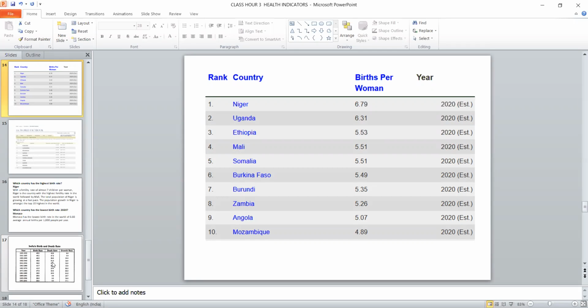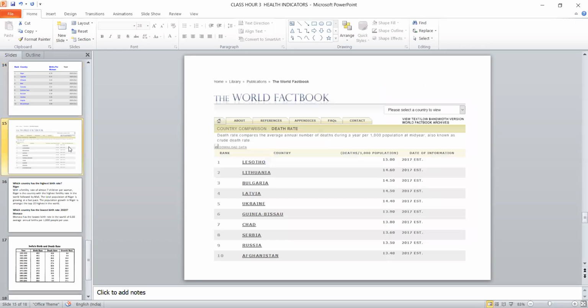And the next one is Uganda. It is 6.3. Then Ethiopia, Mali, Somalia, Faso, Zambia, Angola. So these are the rates. These are the top 10 countries which have the highest birth rate in the world. But their population is very minimal, and they are purposely increasing the population in order to get power, because there is poverty and the more the number, the more strength they feel. And in case of death, these are the top 10 countries.